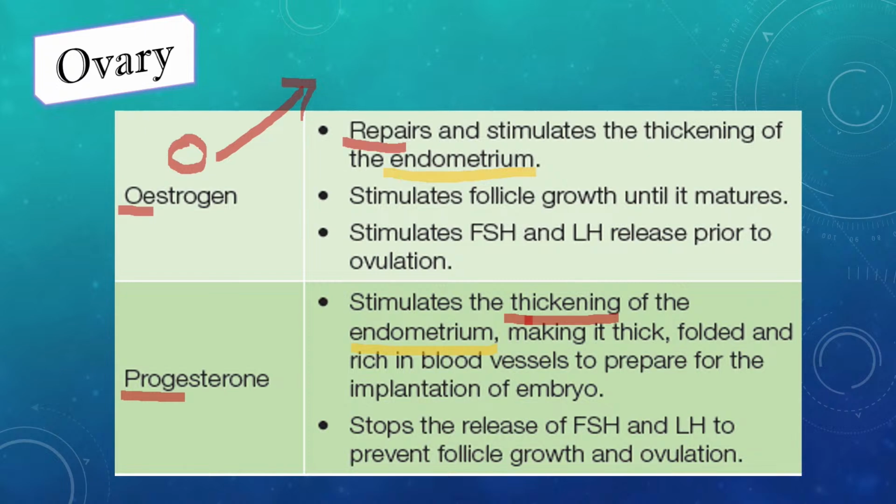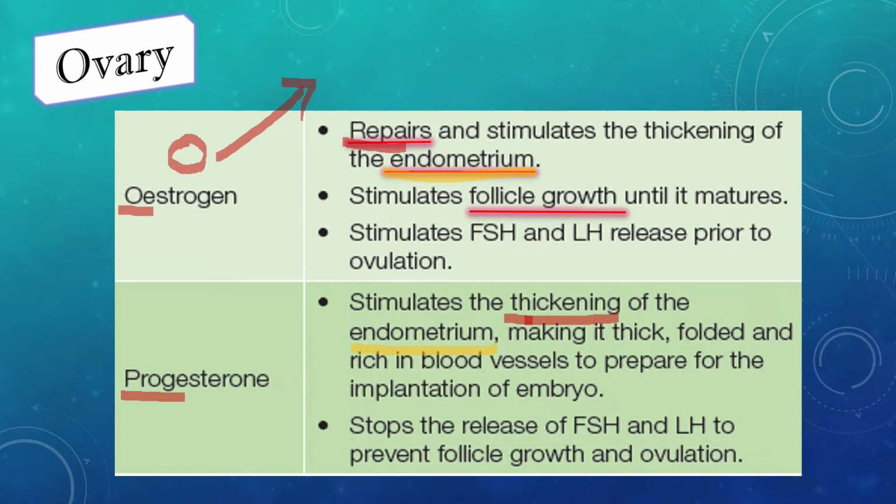Faham ya class? I hope that helped. Okay, right? Estrogen and progesterone. So both, yes, related to endometrium, but estrogen for repairing, progesterone for thickening. Now let's look into the function again one more time. Estrogen repairs endometrium, and estrogen also stimulates follicle growth. As the endometrium is getting repaired, it makes sure the follicles are growing. Progesterone, after repair, will ensure the thickening of endometrium.